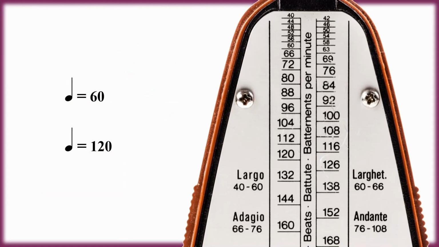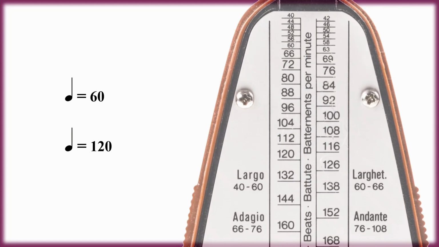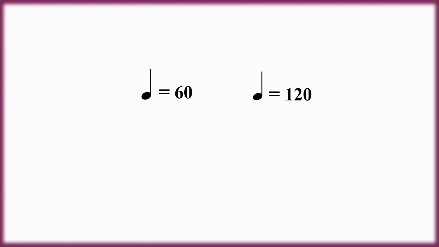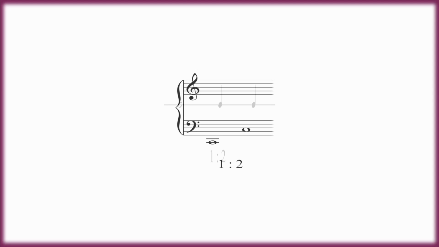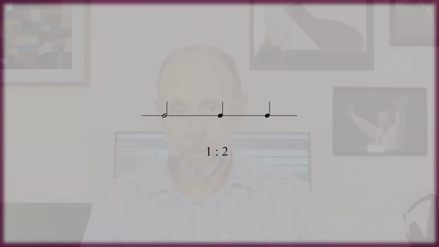For example, 60 beats per minute is always to be found, as is 120. It hardly needs pointing out that these are in the ratio 1 to 2, the ratio of the octave and of the half note to the quarter note. However, the ratio 1 to 2 can be discerned across a range of tempi, as can the ratios 2 to 3 and 3 to 4.